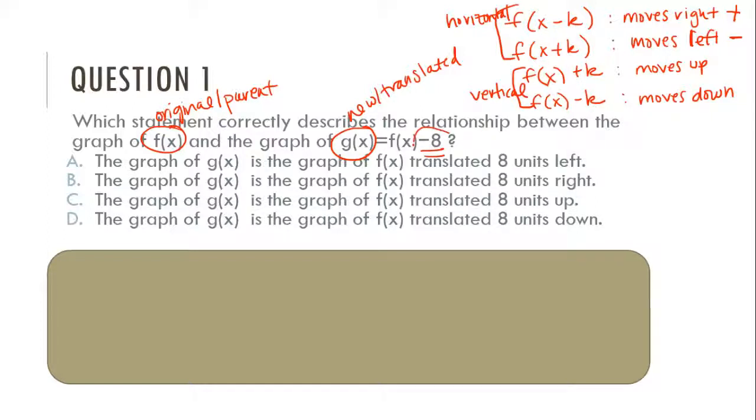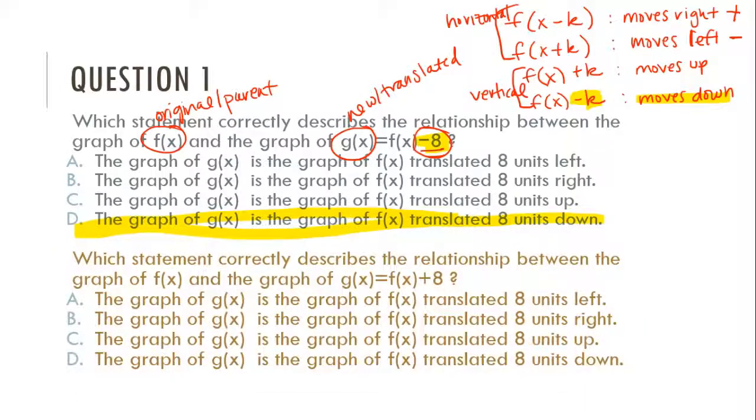So in this case, I just have this minus 8 tacked onto the end. So when I match that up with the 4 different rules that we just talked about, that minus 8 matches with this minus k, which tells me that I move down. So I'm moving down 8 units. So that means that D would have to be the correct answer because I've translated 8 units down. Simple as that. Okay, so if you were given an example, same idea, but this time you're told that you're starting at f of x, and then the graph of g of x equals f of x plus 8.